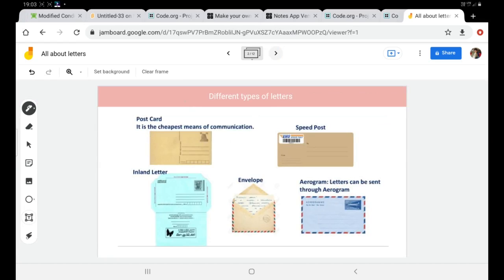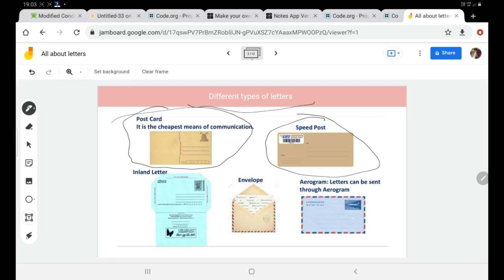And now, different types of letters. So we have learned about letters. So how many types of letters are there in the world? The postcard, which we always use. And speed post means to write a letter and to deliver it very fast. The postman will deliver fast. That is the speed post.